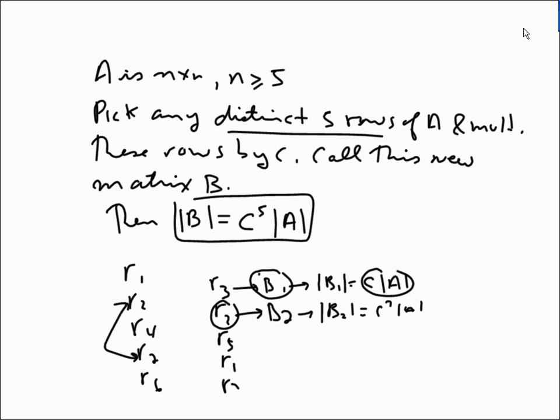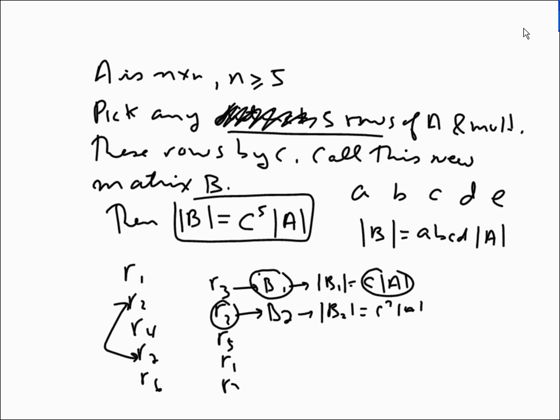Now, if you multiplied one row by A, another row by B, another row by C, another row by D, and another row by E, the determinant of this new matrix will be A, B, C, D, E times the determinant of the original matrix. And I'm going to make one change. You most definitely can pick row 2 twice.